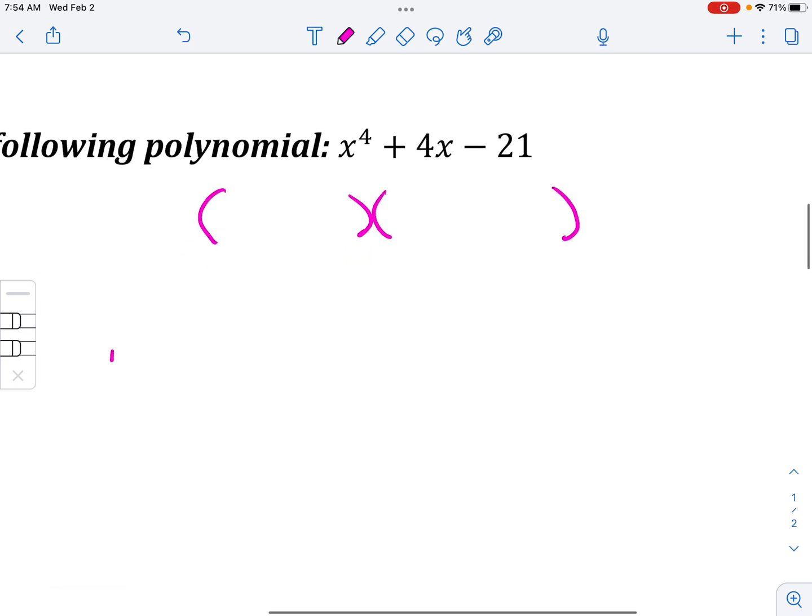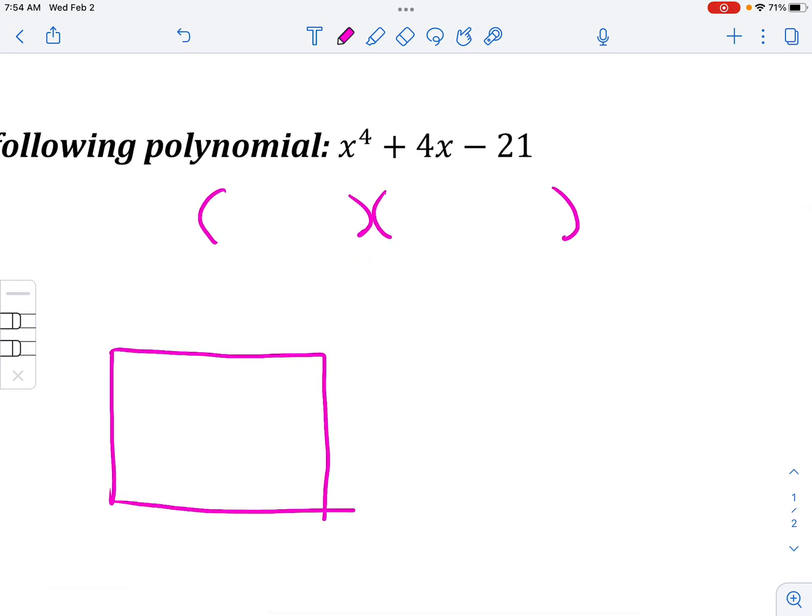I'm going to start the box problem. X to the 4th. Actually, you know what? That's fine. Negative 21. I still need something that gives me x and x here, but x and x gives me an x squared. I need an x to the 4th there, and so all we're going to do is change this to x squareds.